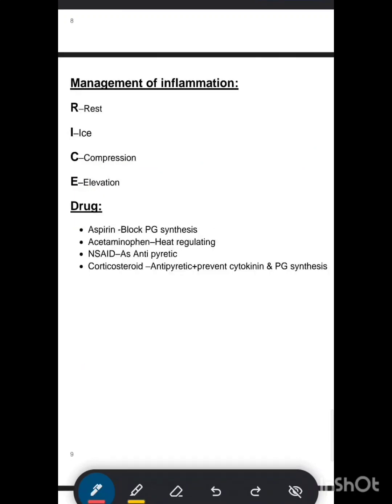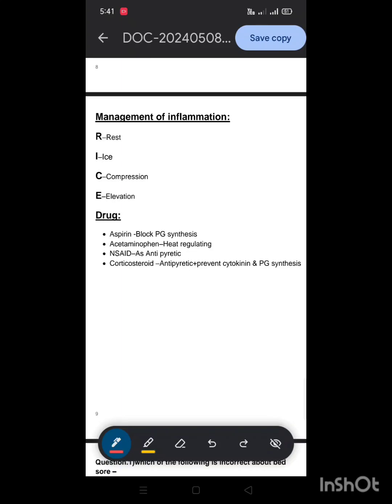Next, management. The mnemonic used for management is RICE. R stands for rest, I stands for ice, C stands for compression, and E stands for elevation. RICE is the key concept of treating soft tissue injury, where R or rest helps the body to use nutrients and oxygen supply, and ice or cold compression.